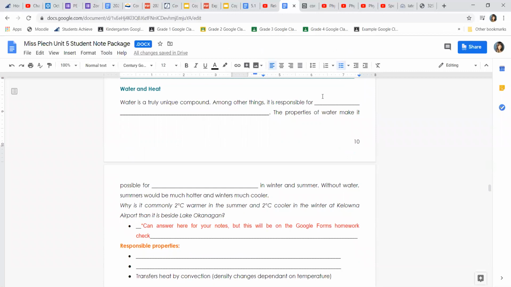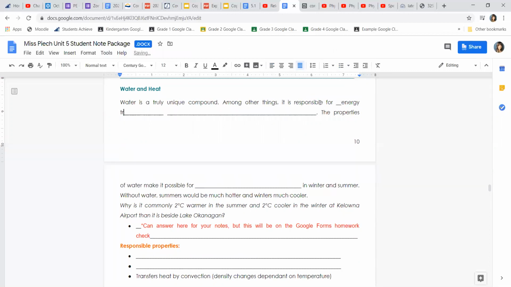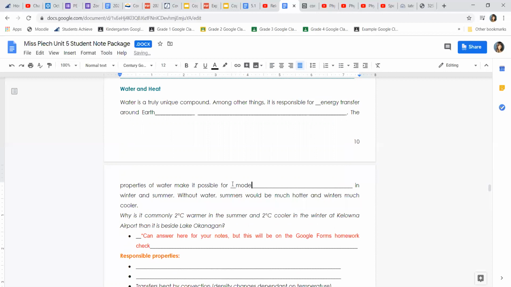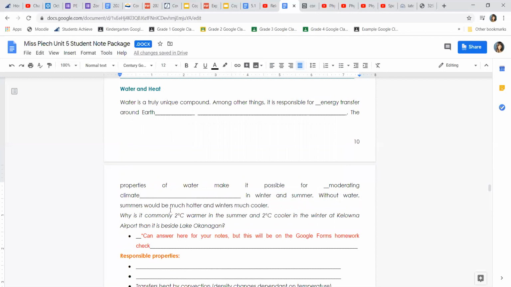And just one last little part here. Water is a truly unique compound. Among other things, it is responsible for energy transfer around Earth. The properties of water make it possible to moderate climate in winter and summer. Without water, summers would be much hotter and winters much cooler.